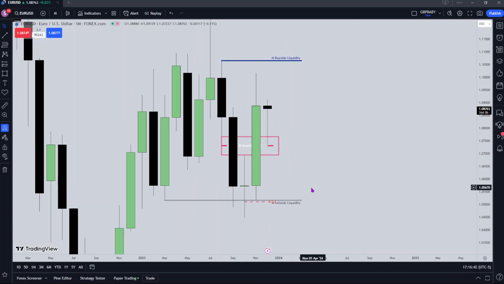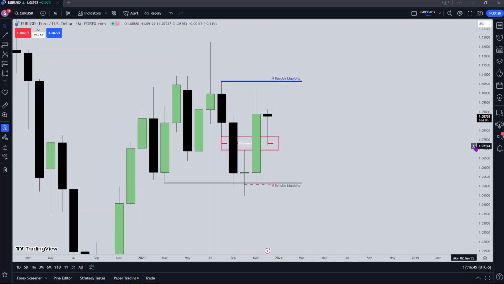So now we have like 4 different PD arrays on our monthly chart. We have the monthly buy side liquidity. We have the monthly inversion fair value gap. We have the monthly consequent encroachment, which was respected. And we have the monthly sell side liquidity, which has already been grabbed.